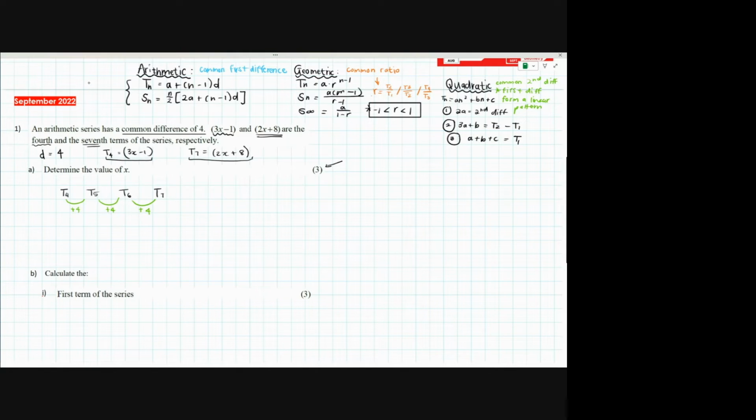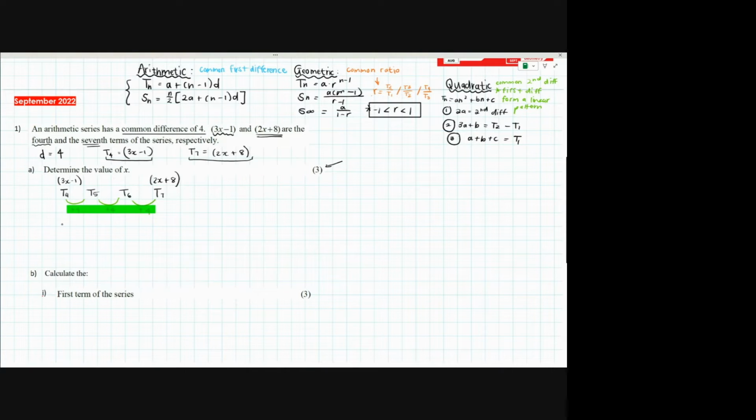Term 6 to term 7, I'm adding 4. We know that term 4 is equal to 3x minus 1. And we know that term 7 is equal to 2x plus 8. We also can see, based on what I've just drawn, that if I go from term 4 to term 7, I'm adding the constant difference 3 times. I've added that d value 3 times in order to get from term 4 to term 7. Makes sense? 7 minus 4 is 3 times.